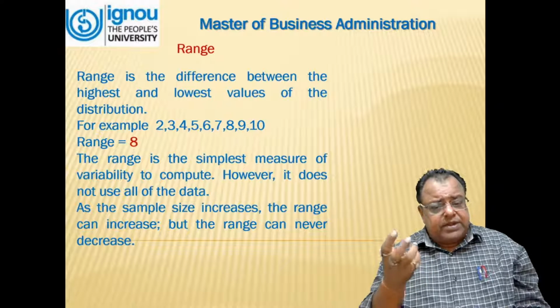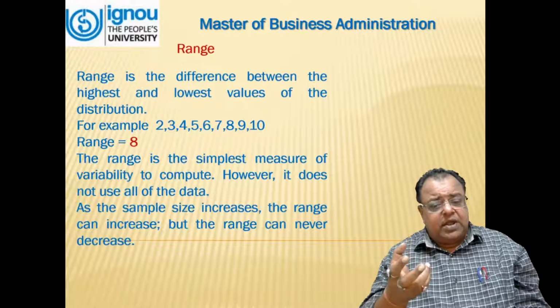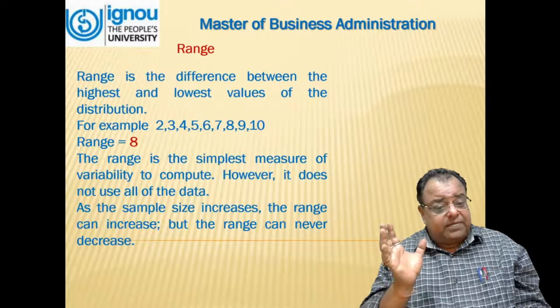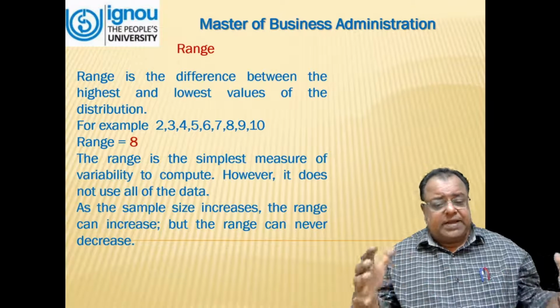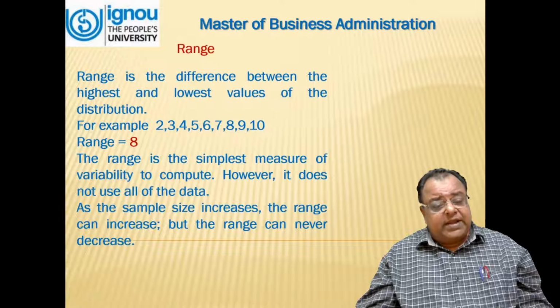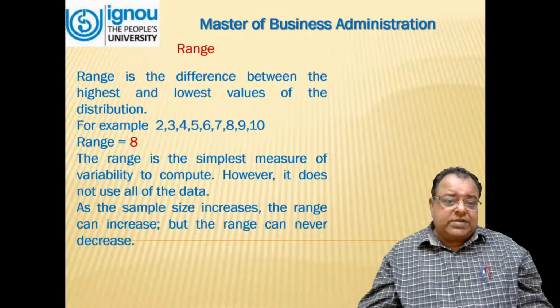The range is the simplest measure of variability to compute. However, it does not use all of the data. As the sample size increases, the range can increase, but the range can never decrease. Now we will see how.